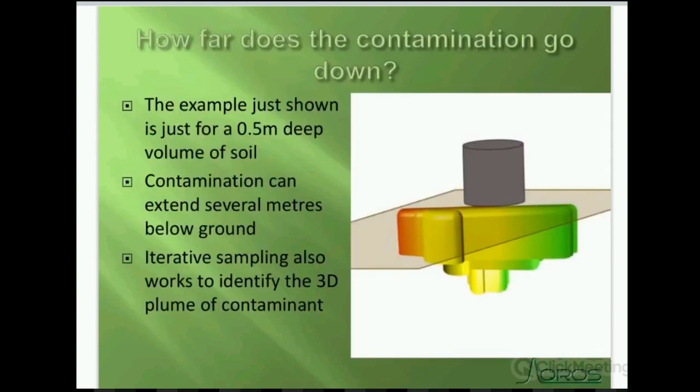And remember, that is only at a relatively shallow surface. Contamination extends several meters below ground, and so you can imagine those costs would have gone up had you stuck to the standard sampling grid methodology. And using iterative sampling will work to give you your 3D model as well. So that just puts on-site into context as to how much it can save.